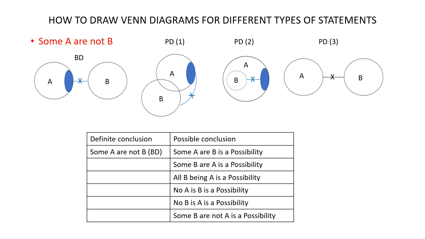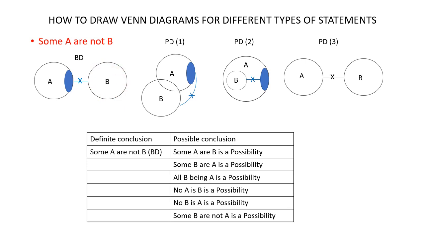Let's now learn how to draw a Venn diagram for the statement some A are not B. You know that Venn diagrams are drawn using circles. So here you have to draw a circle for A and a circle for B. Now the statement some A are not B means some elements of A are not contained within B. Now let's see how to represent this in the form of a Venn diagram. So first draw circle A, then draw circle B.